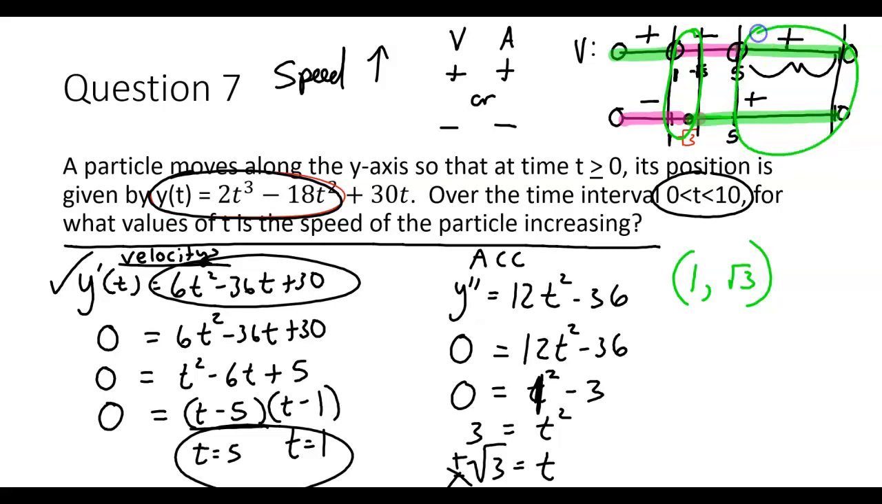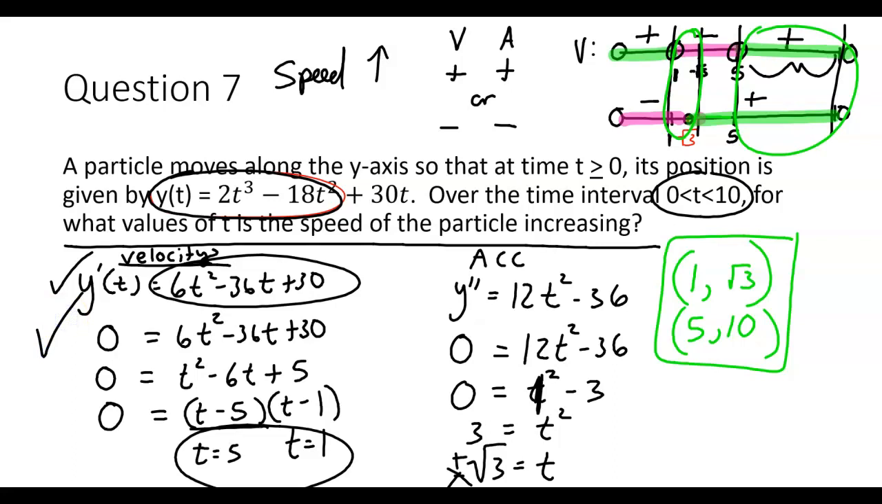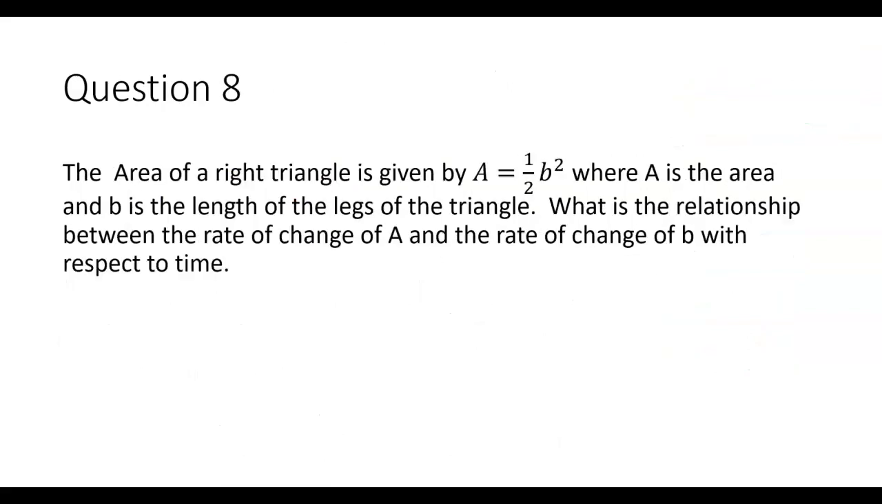Here I see they're both green. So on the interval from 5 to 10, it's also speeding up. The other two intervals are opposite colors, so we won't include those. And so here's the interval where the object is speeding up. It's speeding up on 2 separate intervals. So the process is to do a number line test for velocity, do a number line test for acceleration, and then compare them to find out where they match. Okay? And that's how you would do it by hand.